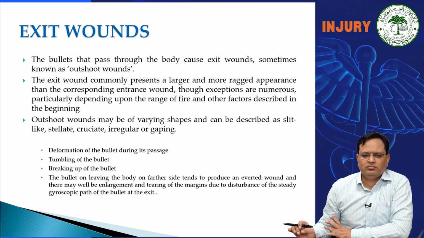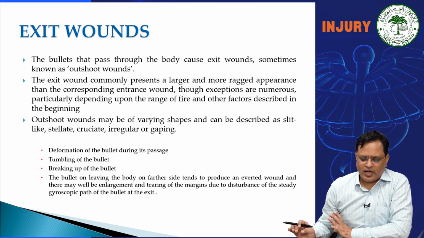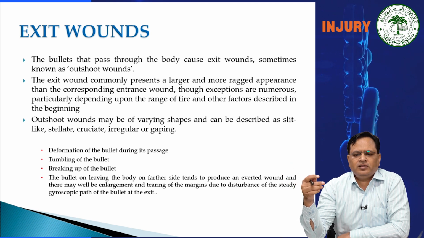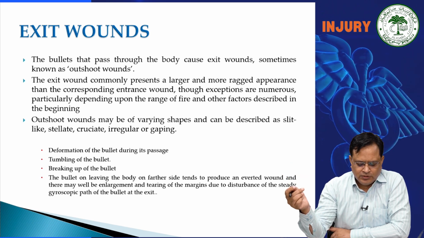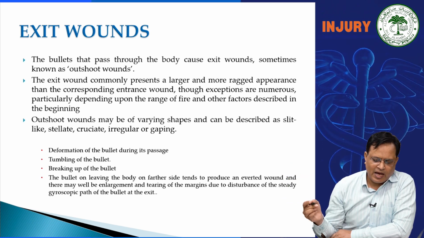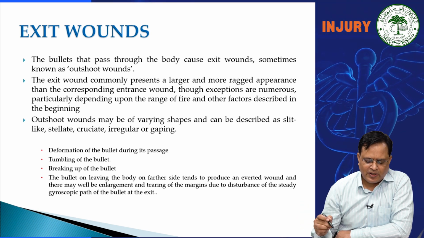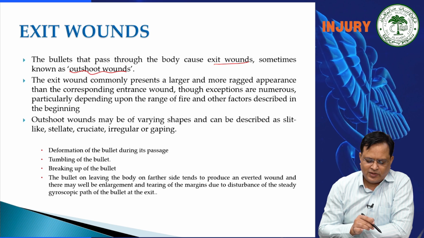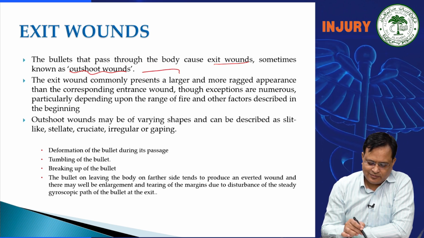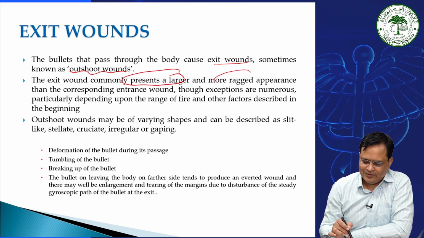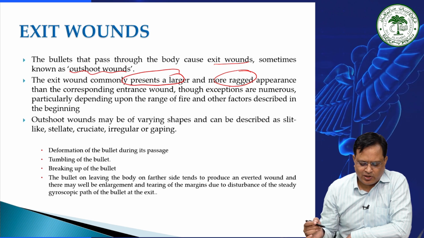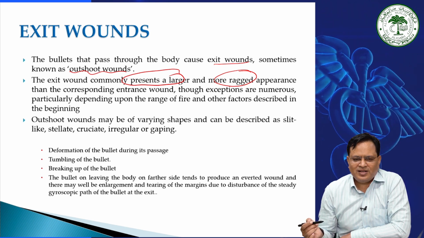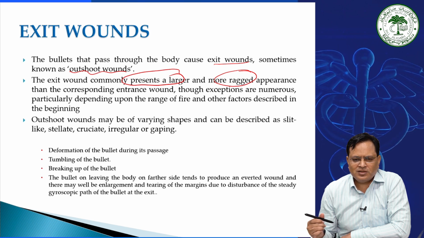Exit wound is a very commonly accepted phenomenon. It is generally larger than the entry wound. So we will be describing how it is large. When the bullet passes through the body, it makes the exit wound, and sometimes it is called an outshoot wound. Exit wound commonly presents a larger and more ragged appearance than the corresponding entrance wound. Though exceptions are numerous, we are not going into the exceptions.